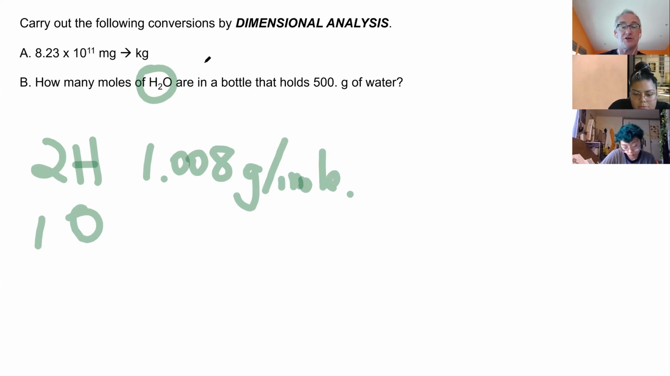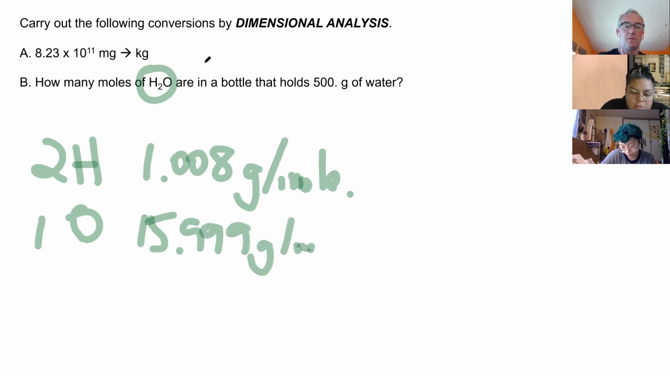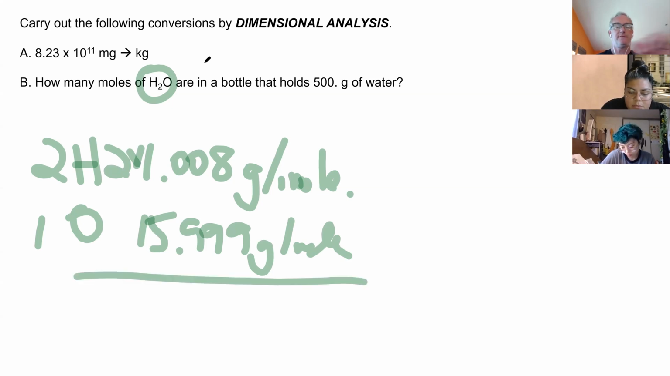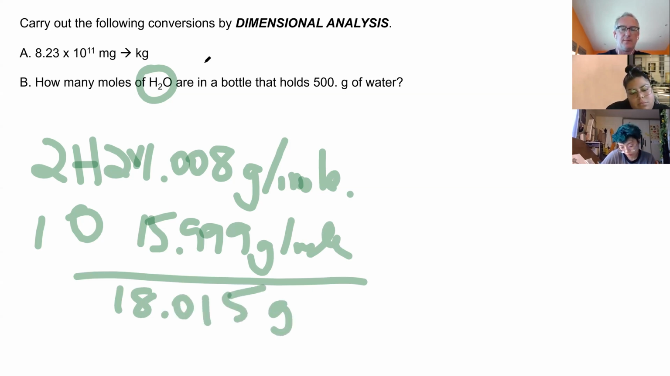So what about oxygen? We already did oxygen, right? It was 15.999 grams per mole. So there's 2 of those. So what's our final answer? 18.015 grams per mole. And the per mole is so super important. I'll show you why in a second.